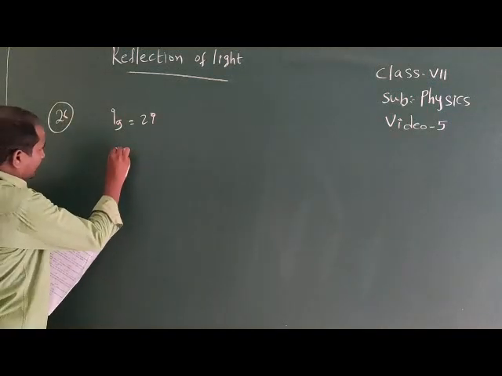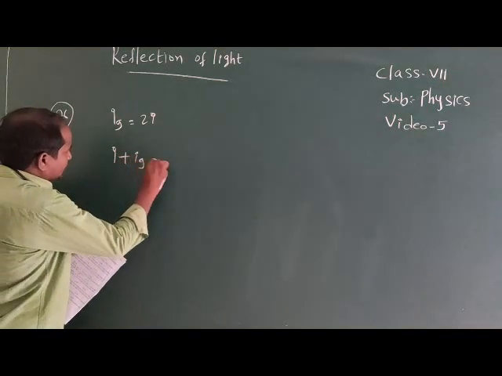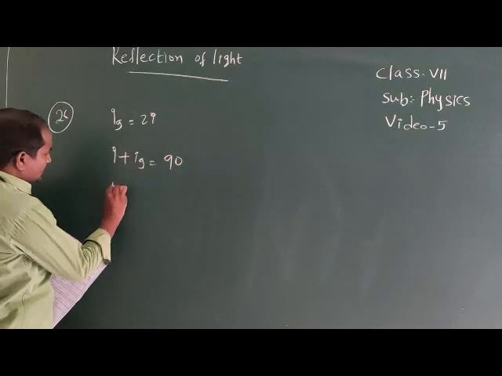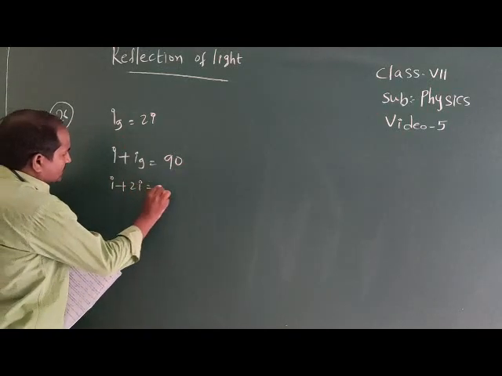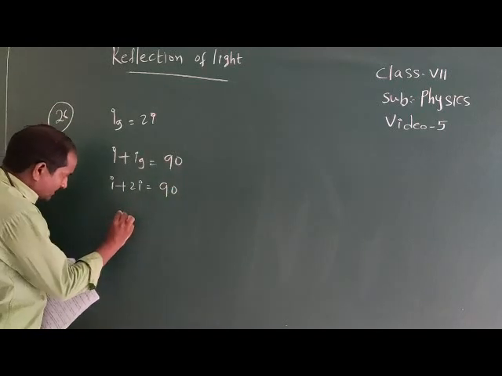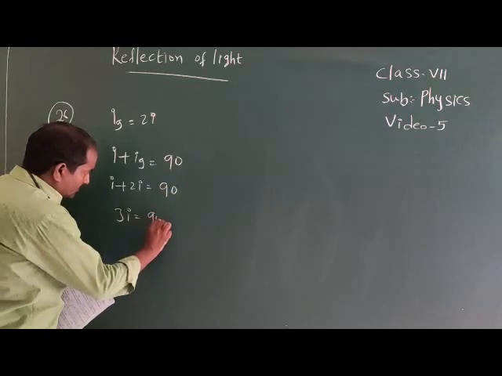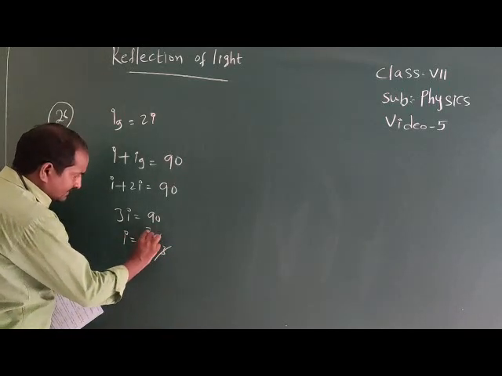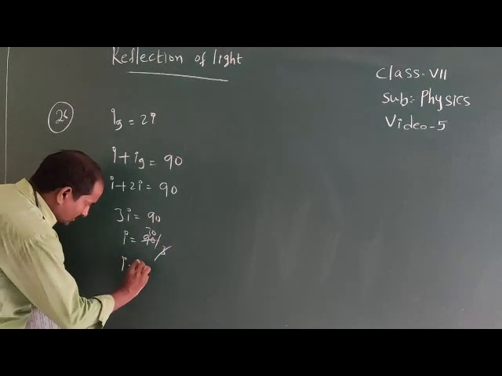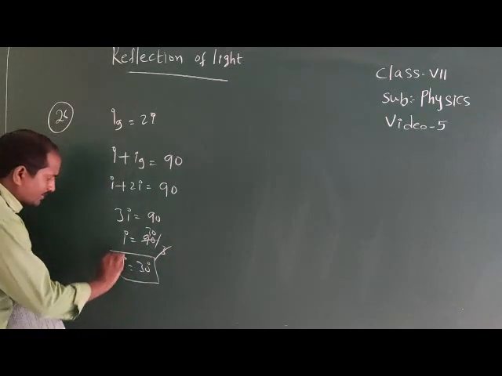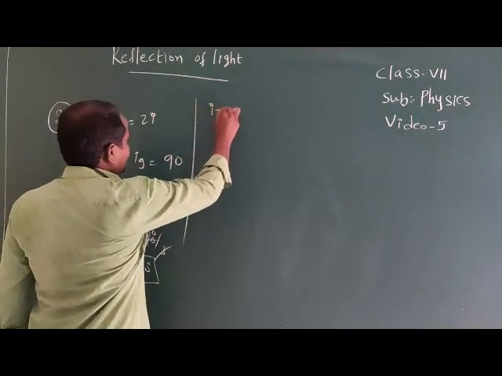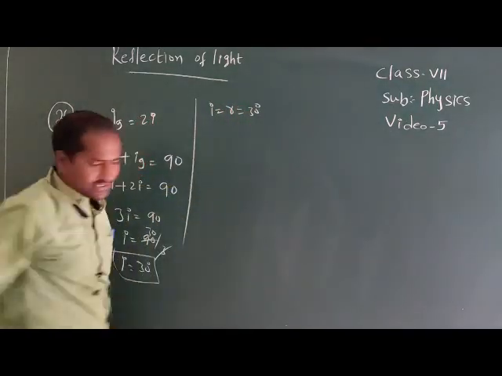So we know that i plus i' equals 90 degrees. But here i' equals how much? 2i. So i plus 2i equals 90. Therefore 3i equals 90 degrees, i equals 90 by 3. 3 tens are 30. So i equals 30 degrees. Therefore i equals r also 30 degrees. So i equals r, that equals 30 degrees.